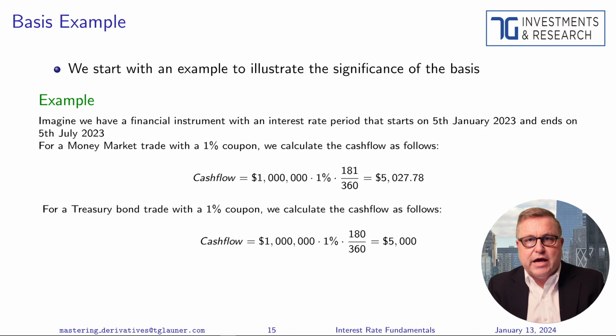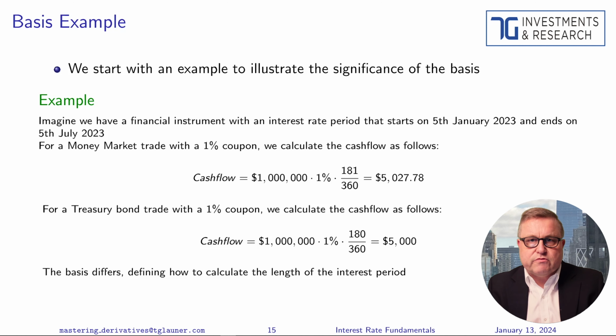Conversely, applying these calculations to a treasury bond, also carrying a 1% coupon, results in a different value due to only counting 180 days within this period. A discrepancy arising from distinct day count conventions between money market trades and treasury bonds.